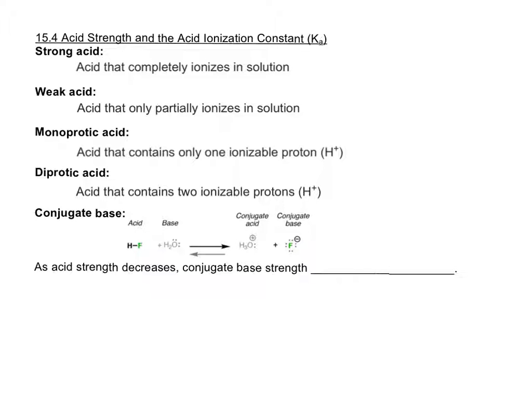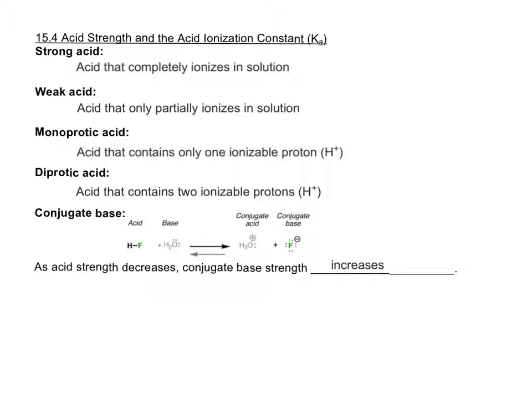So because of our knowledge of equilibria, you should know that as acid strength decreases, which means that as less of the acid breaks apart, the stronger the conjugate base is going to be, because the more it will go in the reverse direction and want to pick up a proton. So let's write out an equation for this just as an example.